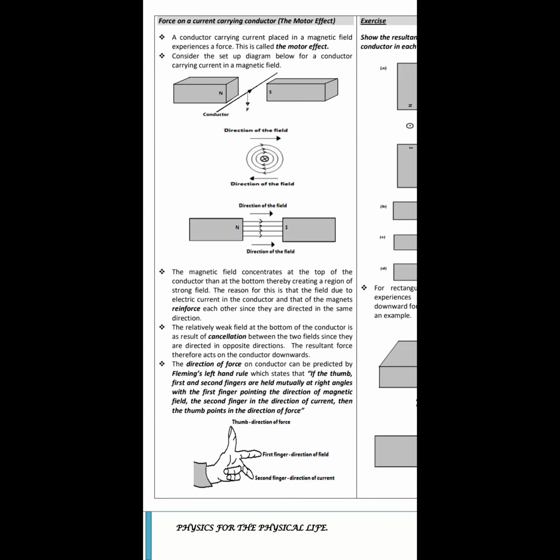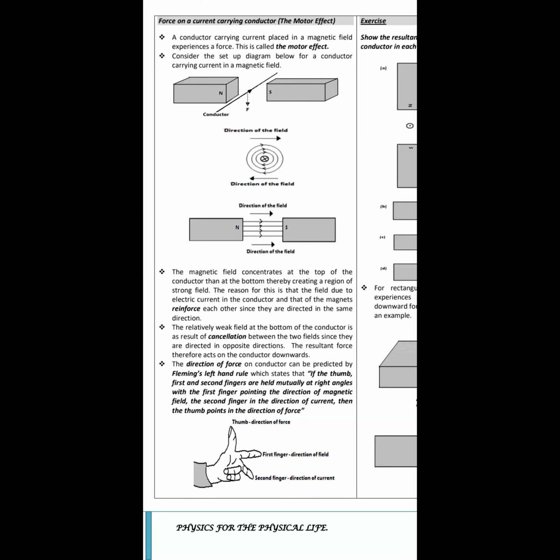It is important to note this, and for understanding purposes and demonstration, let us kindly, with a pen, indicate that the thumb is force F, the first finger is magnetic field, and the second finger is current I.